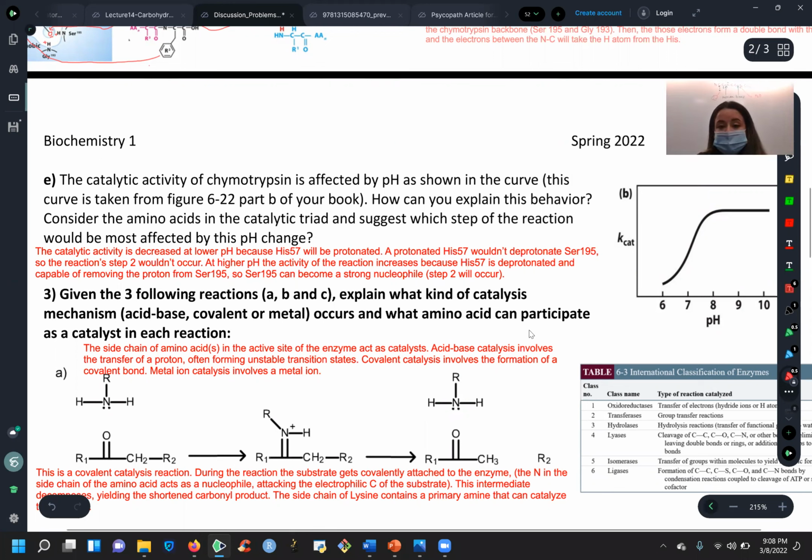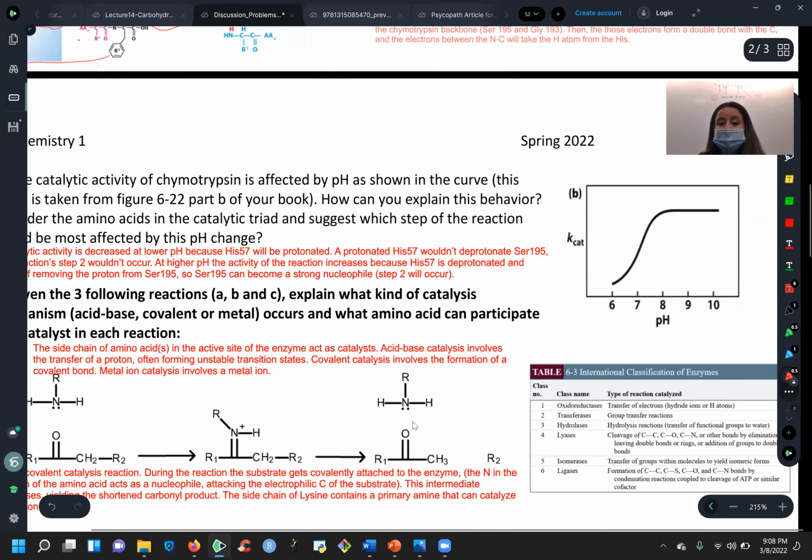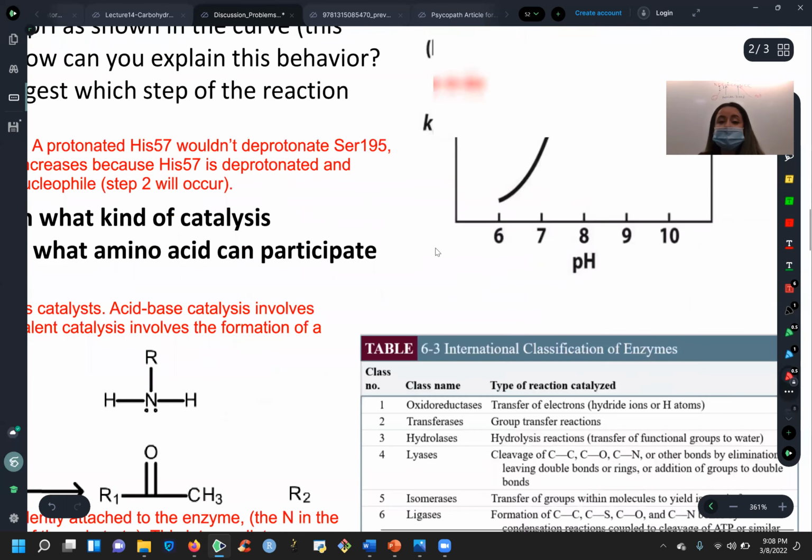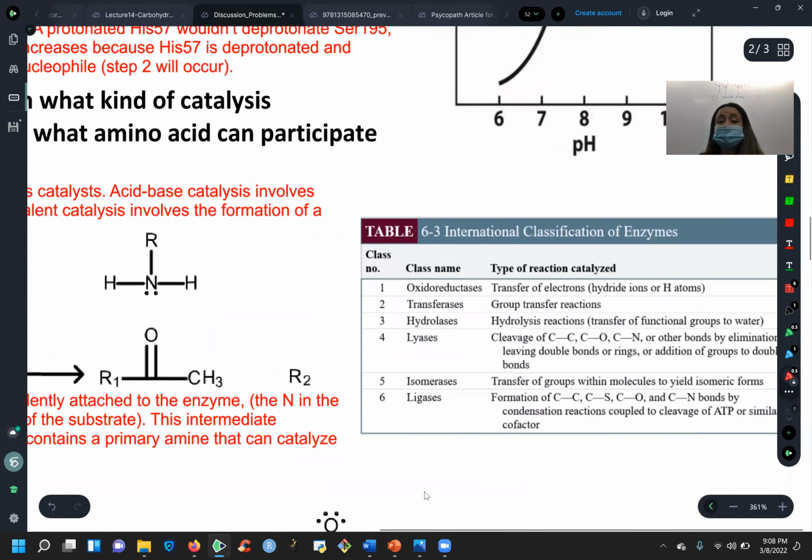And what amino acids can participate as a catalyst in each reaction. Okay, so basically for this kind of stuff, you need to have terminology and you need to have rules. So in the video, I go over all of that. And then I copied and pasted this table for you here. It's the International Classification of Enzymes.